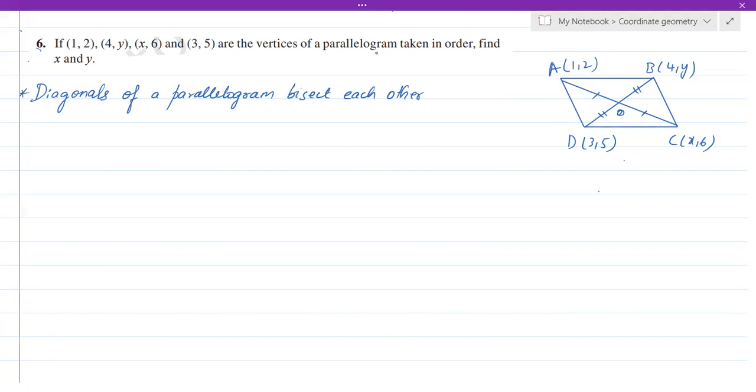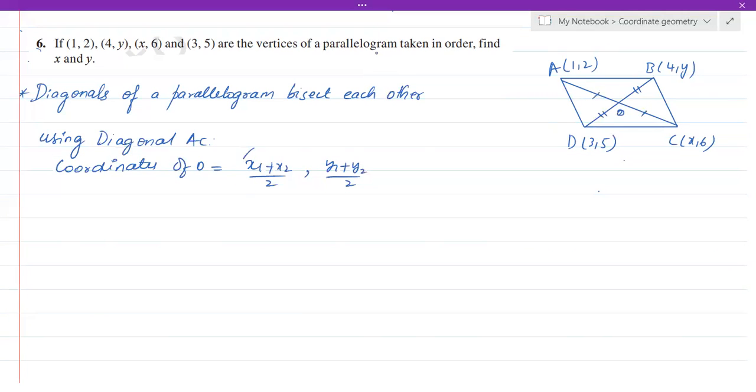Okay, using diagonal AC, coordinates of O. Now I'm going to use AC. Okay, coordinates of O will be what? X1 plus X2 divided by 2, because O is midpoint. So that is why I'm using the midpoint formula, Y1 plus Y2 divided by 2. Now I'm talking about the diagonal AC. That will be best. For diagonal AC, coordinates of O.